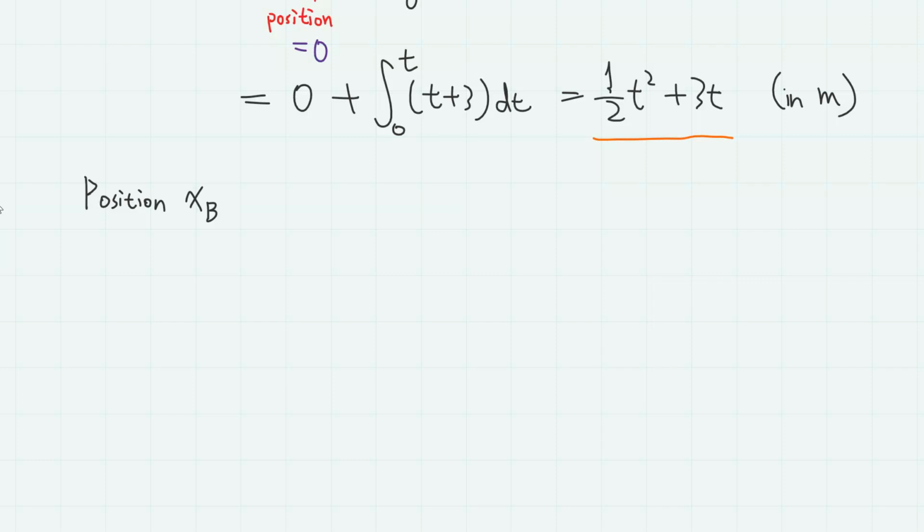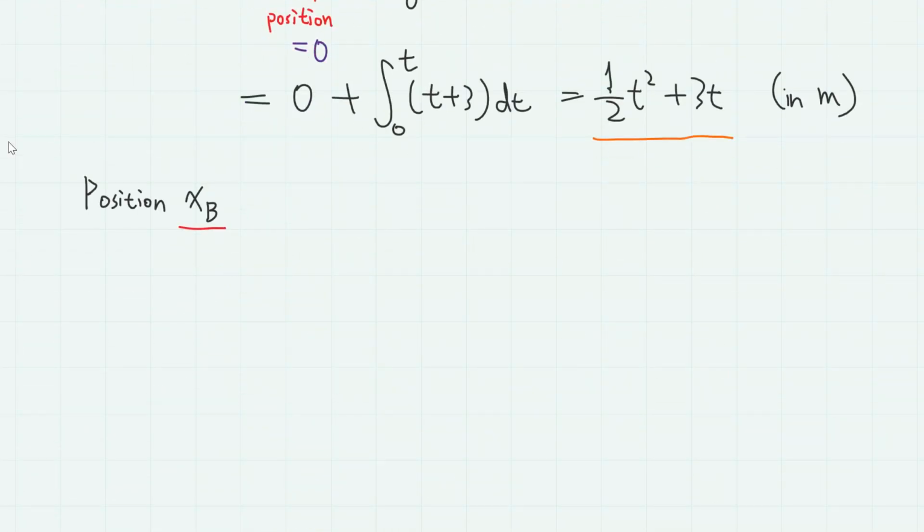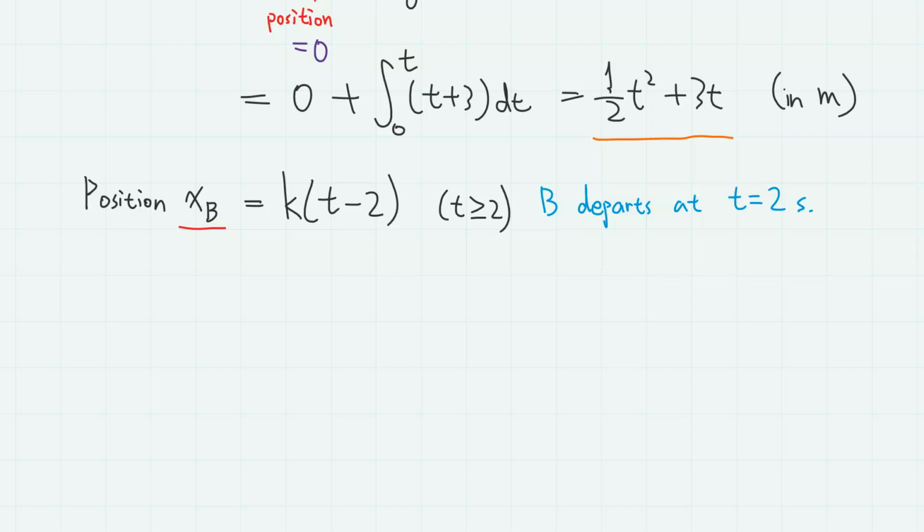So this is the position of A as a function of time. Meanwhile, the position of point B at time t, denoted as xb, is much simpler because B is moving at a constant velocity of k meters per second. So its position is given as velocity k multiplied by time interval, which is t minus 2, because point B departs at t equals 2 seconds. So this is the position of B as a function of time.